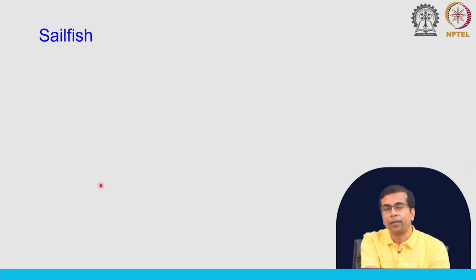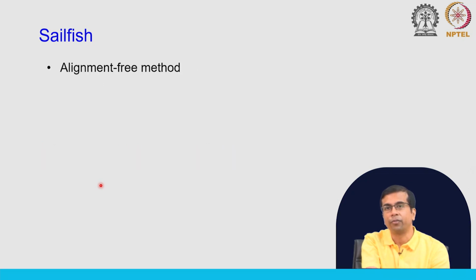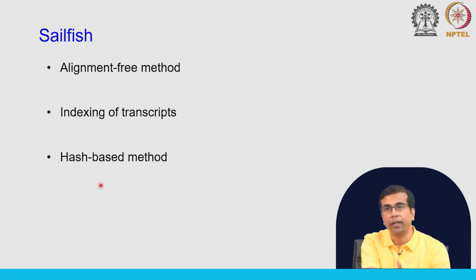Then we have another method, which is called Sailfish. Again, this is an alignment free method and it can also help in isoform quantification. What it does is utilize something called indexing of transcripts. It is a very similar idea to the seeding we talked about earlier. It creates indexes of a certain length, k-mers of a certain k value, and then it looks for these k-mers in the read data. So it is a kind of hash based method. It searches for these indexes from the read data against the reference transcript.